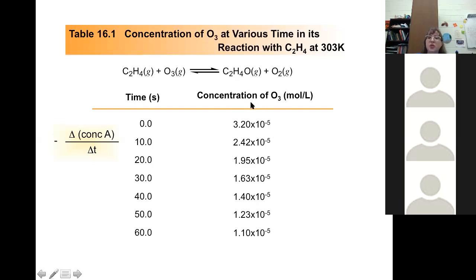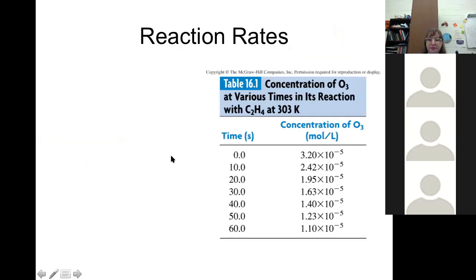So if we wanted to know the rate at any section of time, we would use this formula, the negative of the change in concentration over the change in time. So let's take a look at what that looks like. This is the same data that's written here on the right-hand side.